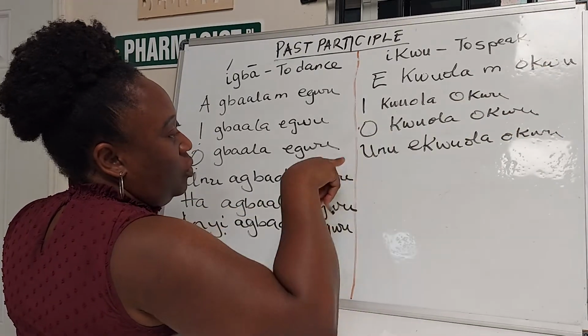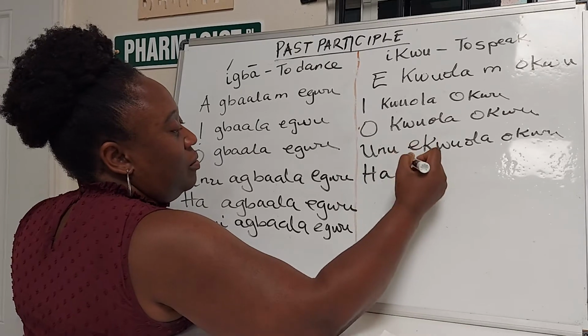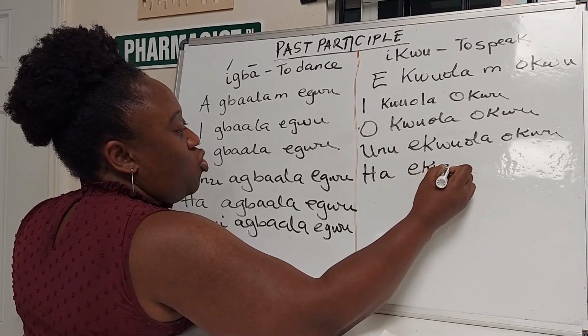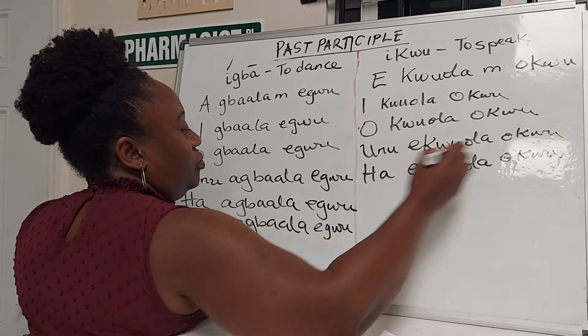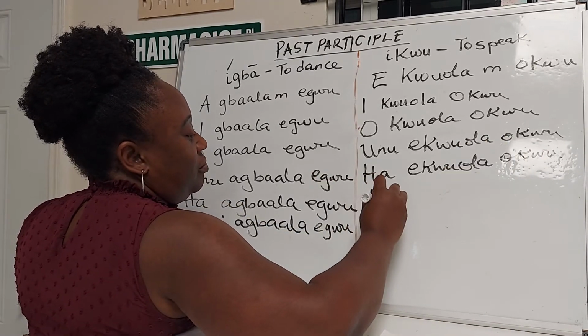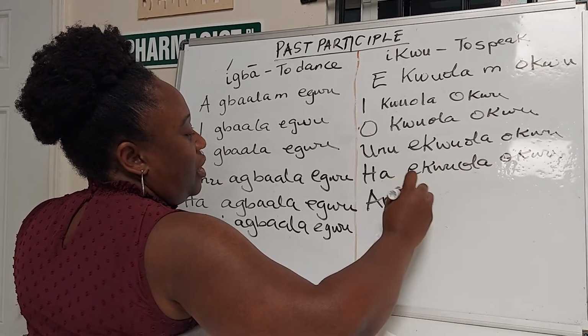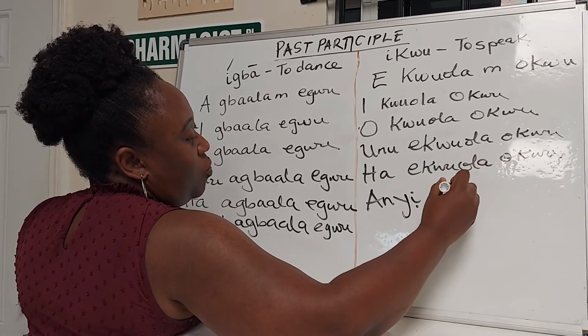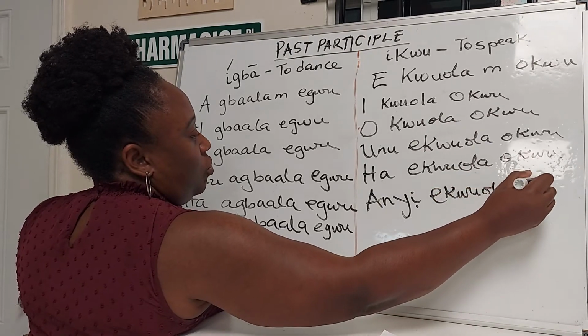You, plural, have spoken. Ha ekwuola okwu. Anyị, ha, they have spoken. Anyị ekwuola okwu.